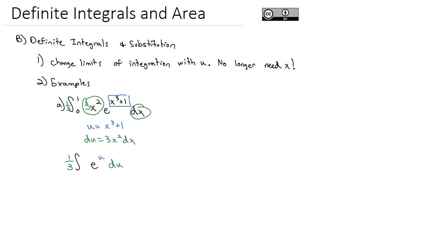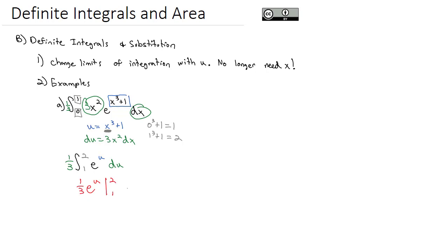But we're also going to go in and change the limits of integration. The bottom limit being 0, if I plug that into the x, we get 0 cubed plus 1 equals 1. So the new lower limit is 1. Plug the upper limit into the u equation, and we get 1 cubed plus 1. That's equal to 2. And so now my new upper limit is 2. And so now I'm integrating 1/3 of the integral 1 to 2 of e to the u du, which is easily e to the u with a 1/3 out front, integrated from 1 to 2.